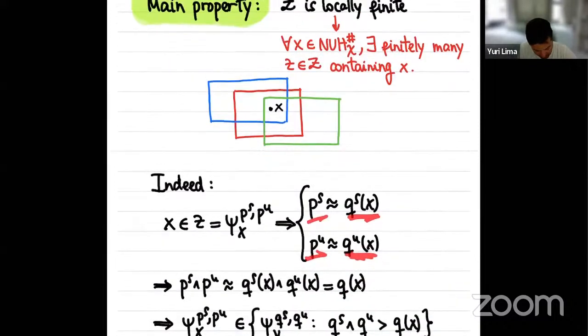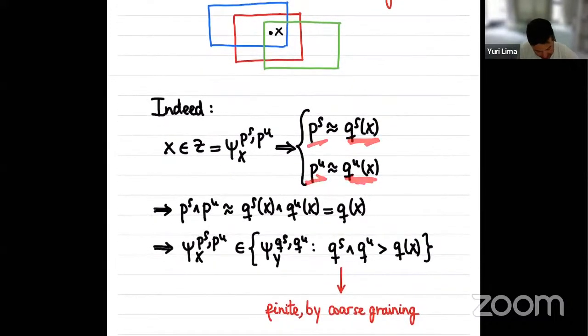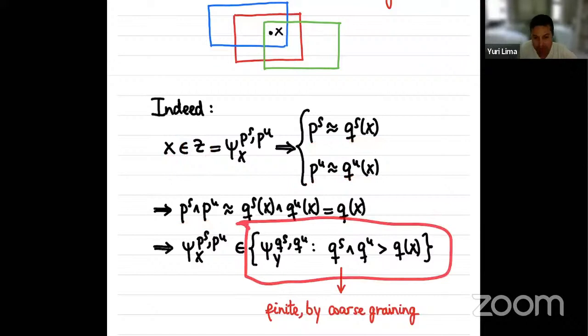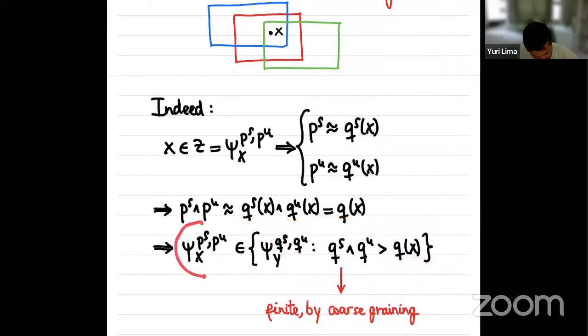So then, the minimum between PS and PU is close to the minimum between QS and QU, which is Q. So whenever one rectangle contains X, it has to be in this subset of double charts of A, in which you have a lower bound for the minimum of the window parameters. Well, this set is a kind of passing set. It's finite. So you have finitely many choices for the rectangle.